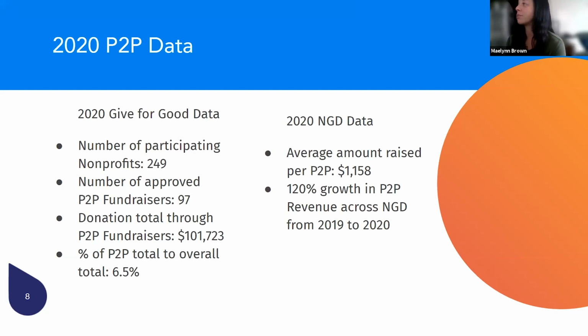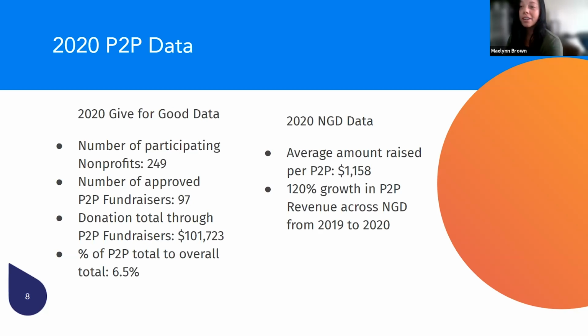Donations through peer-to-peer fundraising, you raised $101,723 in 2020. And for 2020 Neon Giving Day data across the platform, the average amount raised across these platforms was almost $1,200 per peer-to-peer page. So sometimes really amplifying this, you get some big donations in.